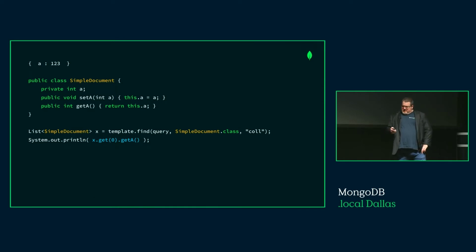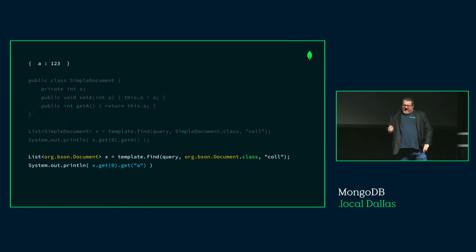Now, what happens if we want to do this with a hash map method? If we're using Mongo's native driver, we're going to change the way we do that call a little bit. We're going to execute the same template find, but instead of passing in a class to serialize to for a simple document, we're going to say, let's return it as an org bson document, which is essentially a giant hash map. That's all you need to remember.